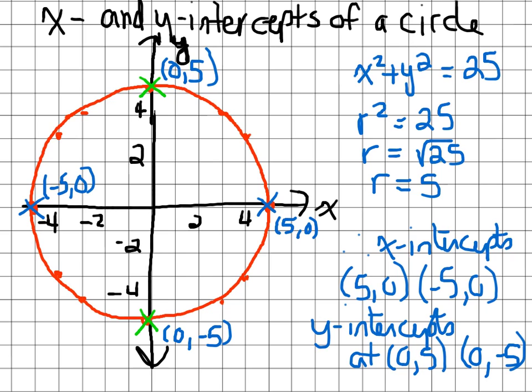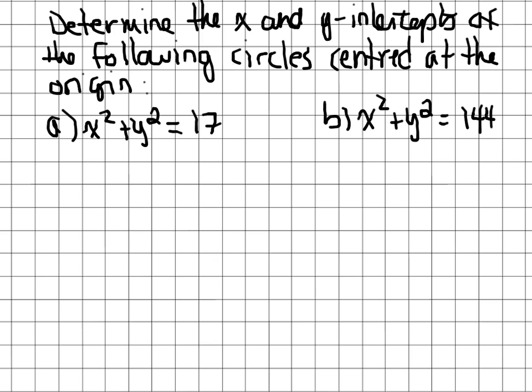And so all we have to do is, from the origin, move out the radius along the x and y axes in all directions to determine what the x and y intercepts are. What we'll do now is work through a couple of examples where we will determine the x and y intercepts of a circle centered at the origin, where we don't have a graph to represent the circle. So right now we'll just do the first one.